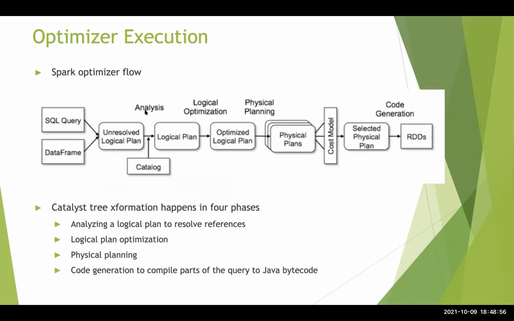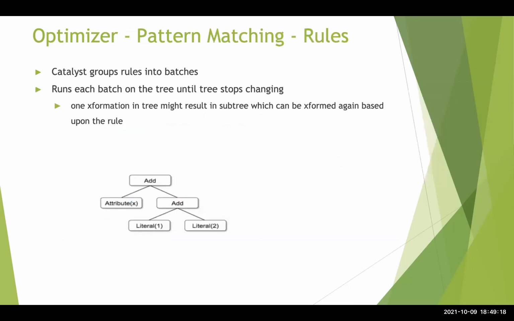Let's say there are many rules, converted into a number of batches. So it starts with one batch and starts applying the rules, and it keeps applying those rules again and again till the tree stops transforming. And I have an example of that when we go into details. Why does it need to apply again till it stops transforming? I will discuss that later. But the idea here is that you understand that you have the rules in batches, and it applies those batches one after another, and within one batch it keeps applying those rules until the tree stops changing.